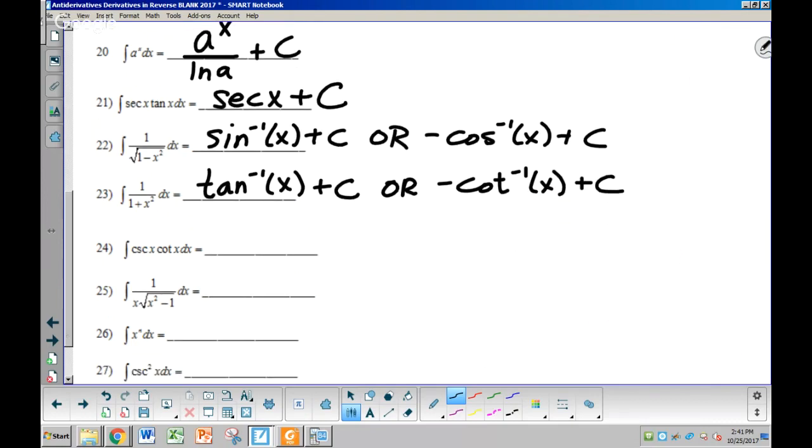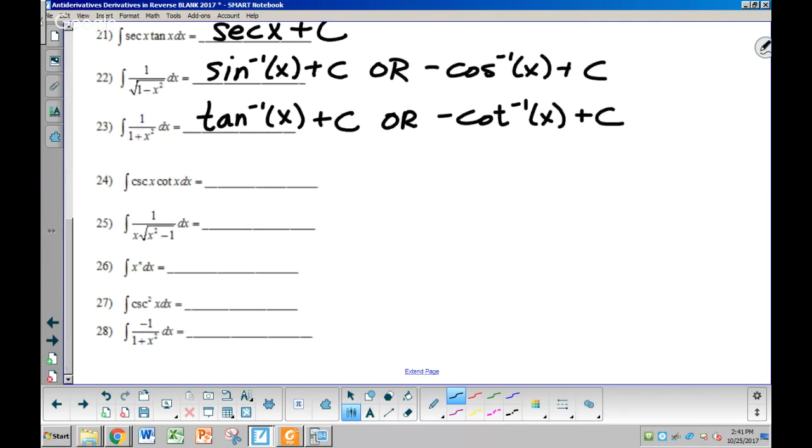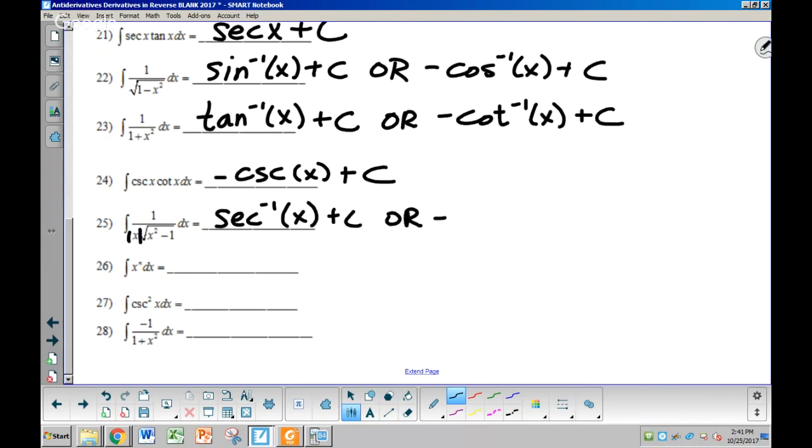Uh-oh, whose derivative is cosec cotan? Negative cosecant of x plus c. Good. Uh-oh. Pretend there are absolute value bars there. Secant inverse plus c. Yep, I heard it. Or negative cosecant inverse plus c. Oh, I've got 4 minutes.